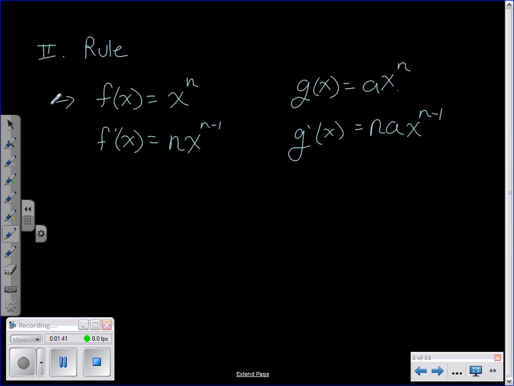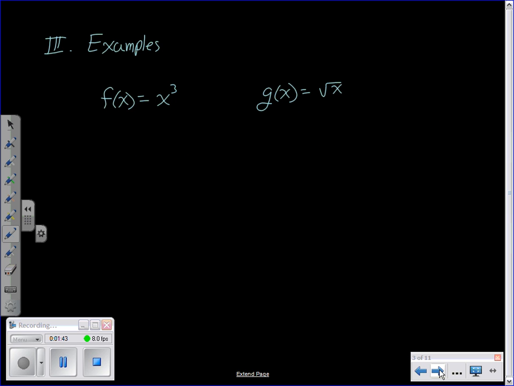So let's look at a few examples. What we have here is f of x equals x to the third. If I want to find the derivative f prime of x, I'm going to take my 3 and bring it out in front. So I just drop the exponent down, and then I'm going to have x to the 3 minus 1. This gives me 3 times x to the second power. So the derivative of x cubed is 3x squared.